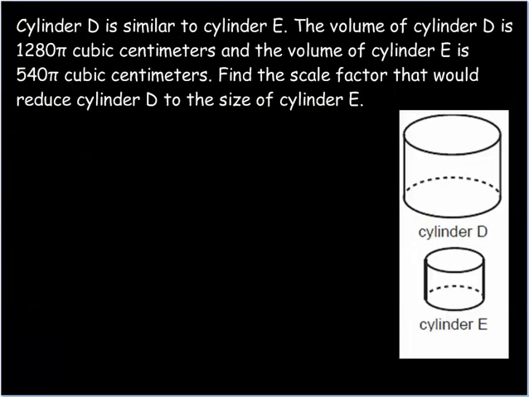Here, in this problem, we have cylinder D is similar to cylinder E. The volume of cylinder D is 1,280 pi cubic centimeters, and the volume of cylinder E, I guess we ought to underline that, cylinder E is 540 pi cubic centimeters. Oh, look here, they want us to find the scale factor that would reduce cylinder D to the size of cylinder E. So we're still going to be using that volume ratios formula that we came up with earlier.